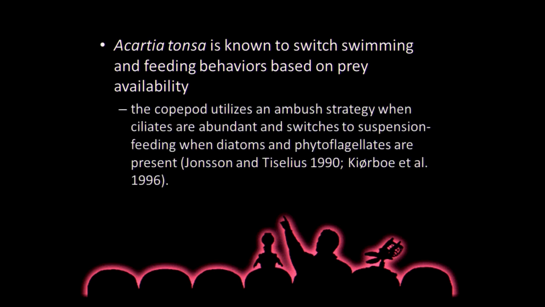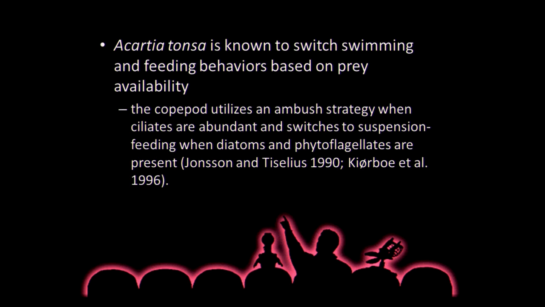Here's how it works. When you have an abundance of ciliates, those are very, very meaty. They're also swimming, they're ciliated. The copepod uses an ambush strategy. Why waste energy? A ciliate's gonna swim right into me, and it's very, very meaty, right? I'm just gonna sit and wait, then I'm gonna grab it as it comes to me. However, when diatoms and phytoflagellates, which are a little smaller, they're not as mobile, if mobile at all in some cases, they're gonna switch to suspension feeding. That copepod's gonna be using its feeding appendages. It's gonna be using a lot of energy to draw as much phytoplankton in as possible.